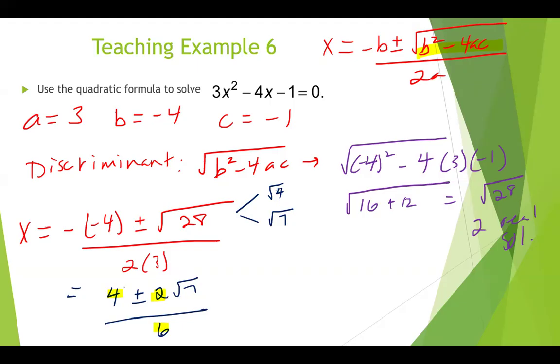So I can divide 4 by 2. I can divide 2 by 2. I can divide 6 by 2. And that's going to give me my simplified answer. So 4 divided by 2 is 2.